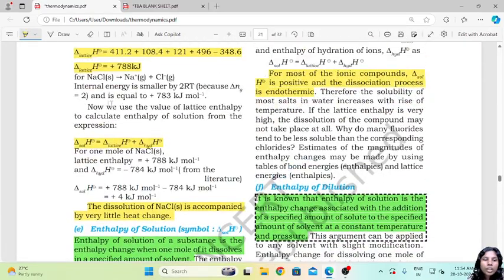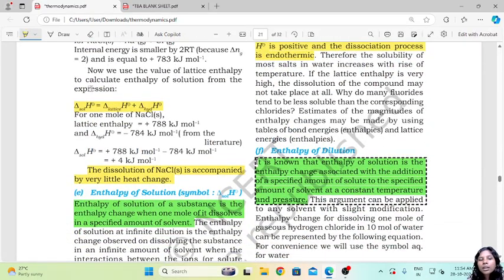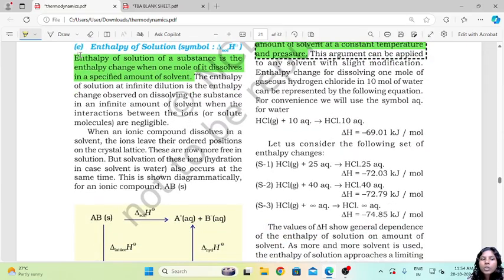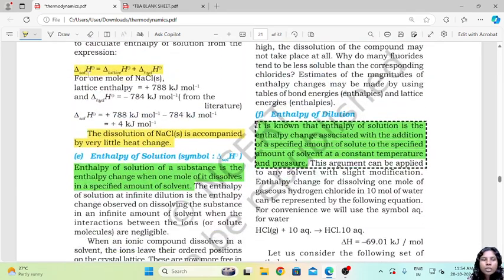Now here we can also find something else. Along with the lattice energy, we can also find the enthalpy of solution. So before that, we will look at what exactly is enthalpy of solution. The enthalpy of solution of a substance is the enthalpy change when 1 mole of it dissolves in a specified amount of solvent. So if you look here, we have delta H solution, and we have the lattice enthalpy, and we have the enthalpy of hydration.